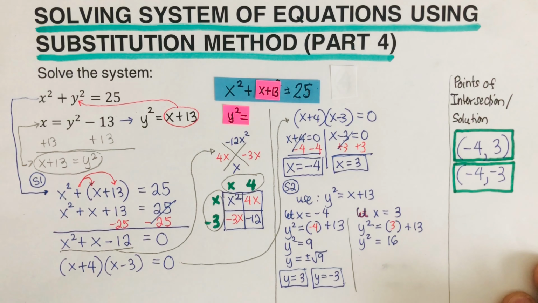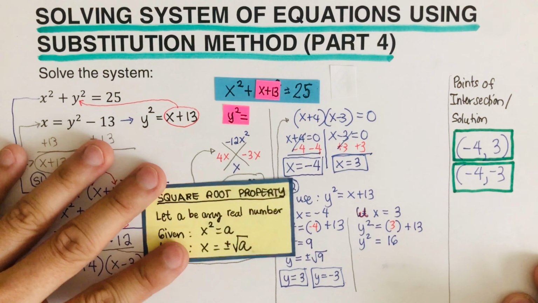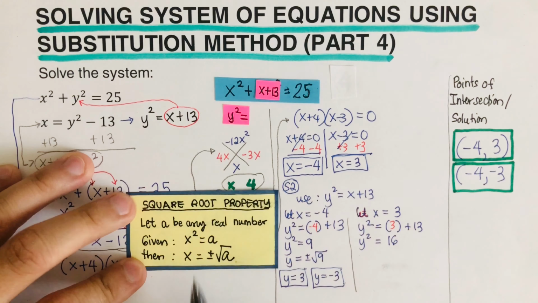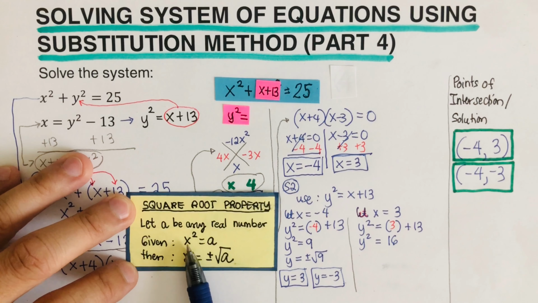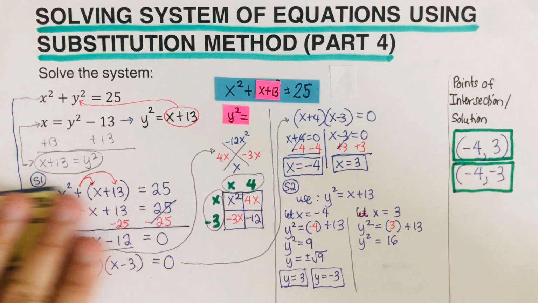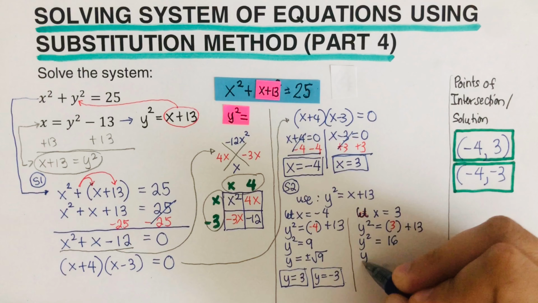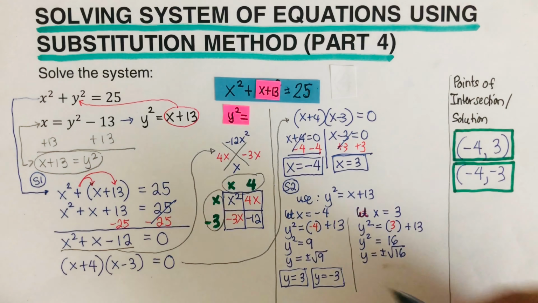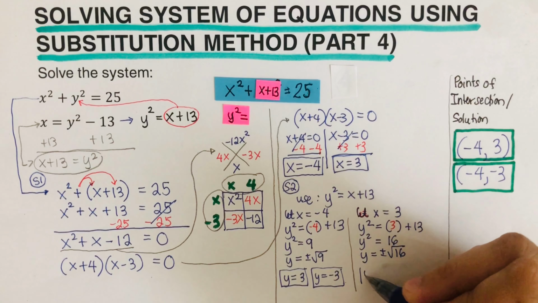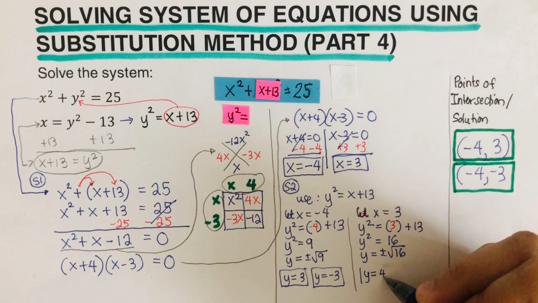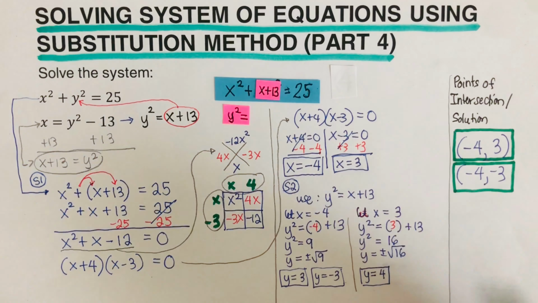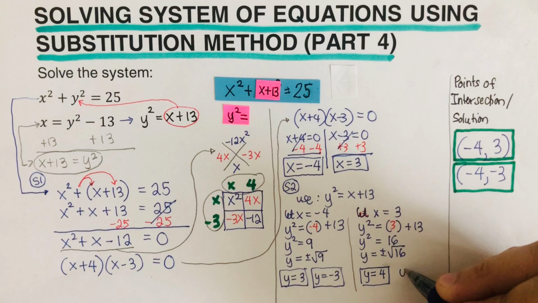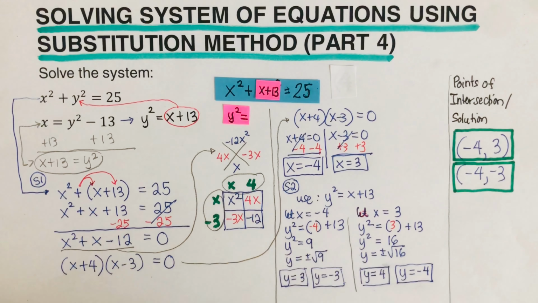And then again, we remember the square root property. Let a be any real number. Now x squared is equal to a. So to solve for x is actually plus minus square root of a. So in this problem right here, we can go ahead and rewrite this as y is equal to plus minus square root of 16. So there are two values of y. So the first y that we can have would be y equals positive 4 because the square root of 16 is 4. And then the other y value would be y is equal to negative 4 because it has to be both positive and negative square root of 16.